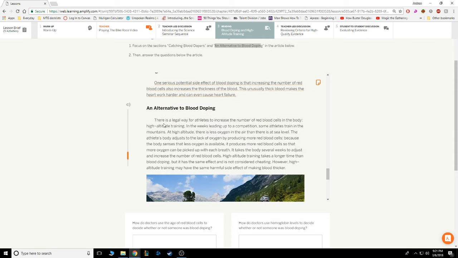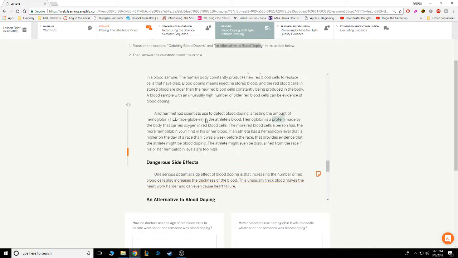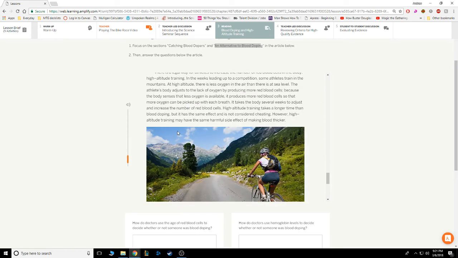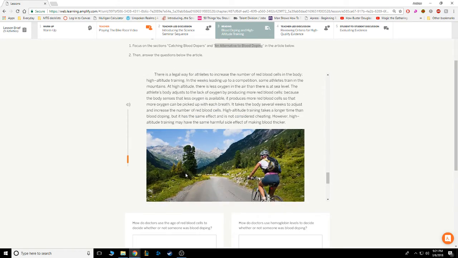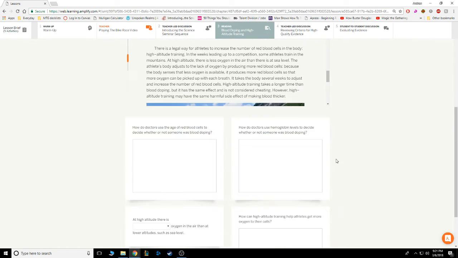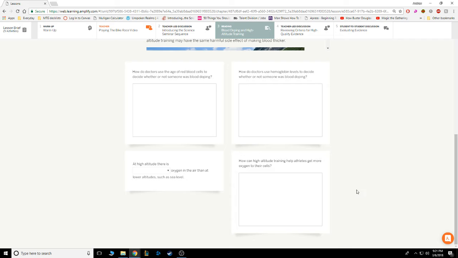An alternative to blood doping. Here's another right here. So there's two ways we could read into it. So I just have to read these two paragraphs and this paragraph here. So I can read the whole article or just read these three paragraphs, whichever you think will help you best, and then answer the questions below. I have the other option of reading the questions and then looking for them in the article. There's a couple ways to do that more efficiently with a computer. Let's try the first one.